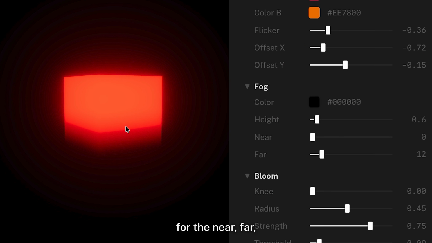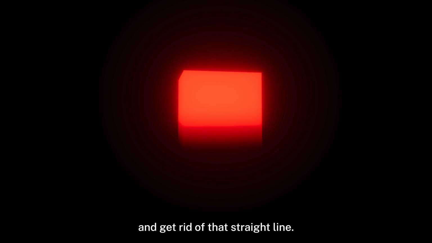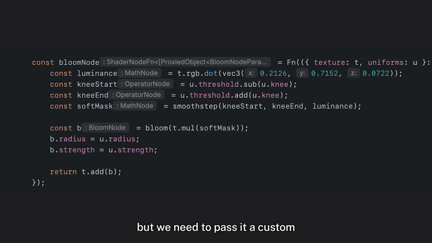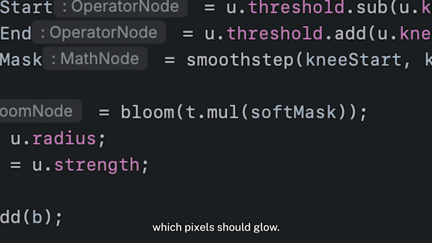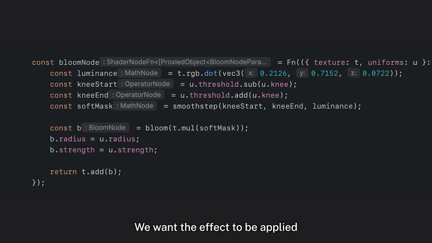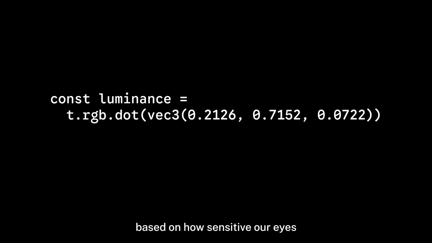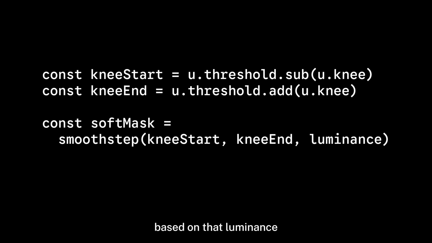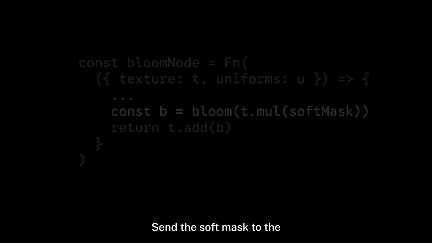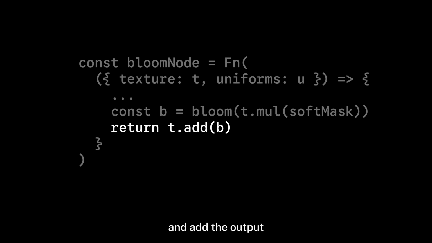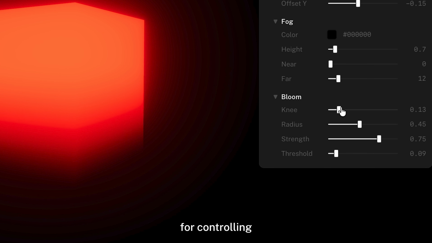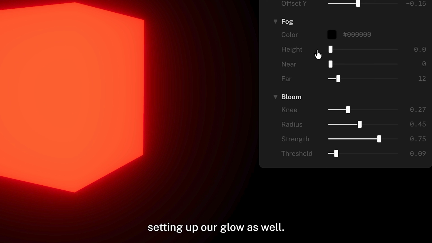And now for the bloom. I really want to make the transition smooth and get rid of that straight line. How do we do that? I'm going to reuse the built-in bloom effect, but we need to pass it a custom mask to tell it which pixels should glow. We want the effect to be applied based on luminance, which you can calculate by using these weights for red, green, and blue to get the brightness based on how sensitive our eyes are to different colors. Then we create a mask based on that luminance with a buffer around the threshold value using smooth step to create a soft transition. Send the soft mask to the built-in bloom effect, and add the output to our scene texture, set up the sliders for controlling the bloom parameters, and we're done setting up our glow as well.